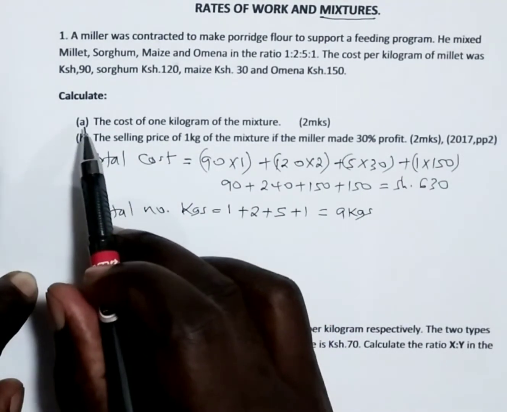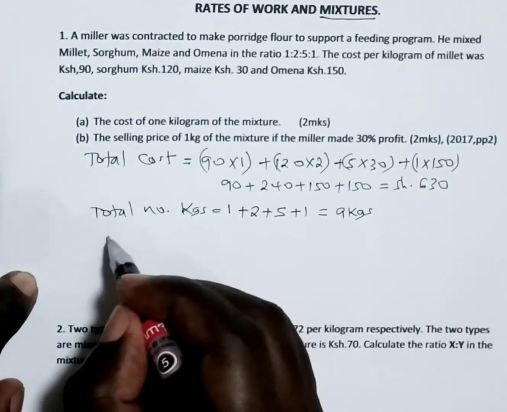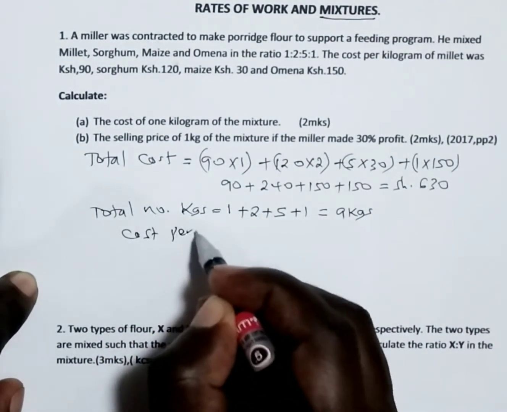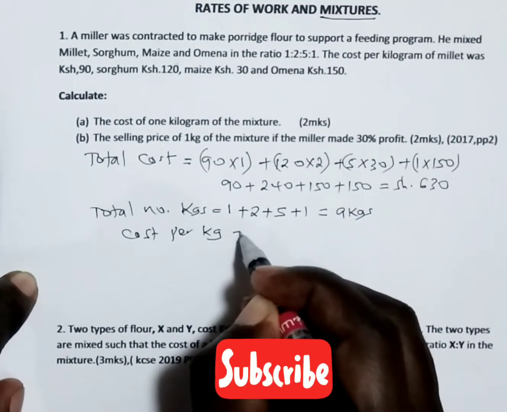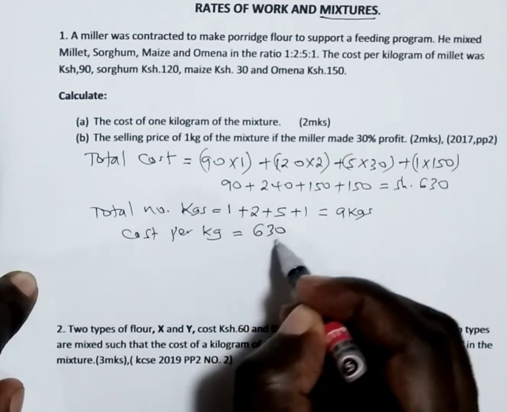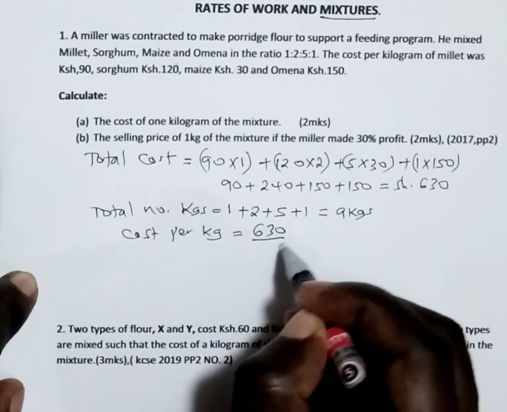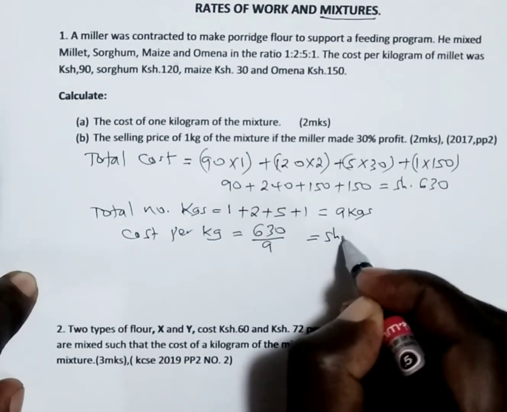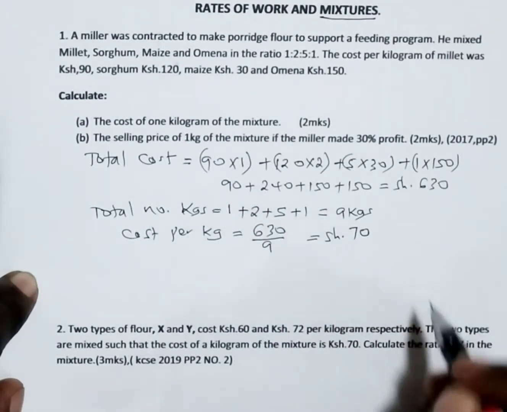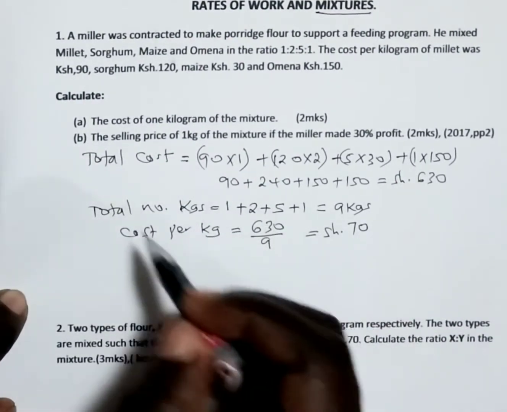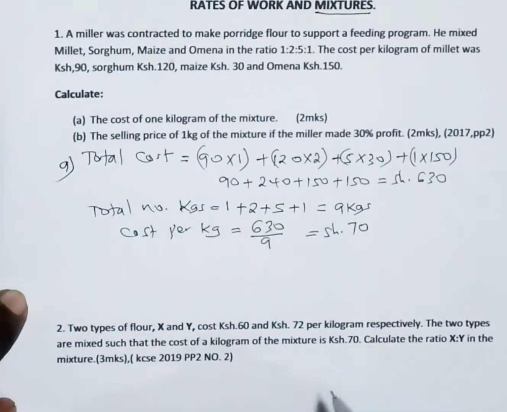We are supposed to calculate the cost per kg. So, cost per kg will be equal to the total cost of the mixture, which is 630, divided by the total number of kilograms, which is 9, and this gives us Kenya shillings 70. That is the first part of the question worked out.